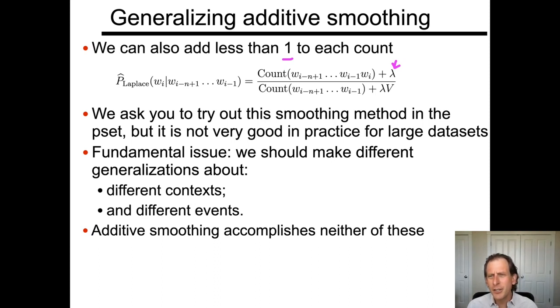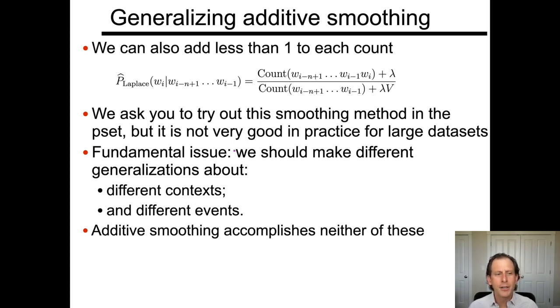This, once again, you can do this. This is still not super great in practice, and just to give you a set of intuitions, this sort of treats all context event pairs as equal in terms of the additional probability mass that you're moving. You're moving probability mass away from observed things and toward unobserved things, and all the unobserved things in the n-gram representation get equal mass.